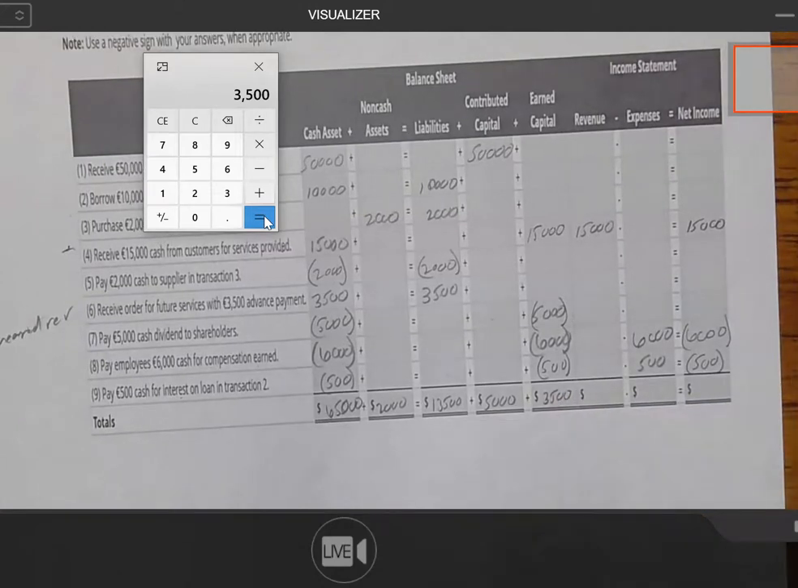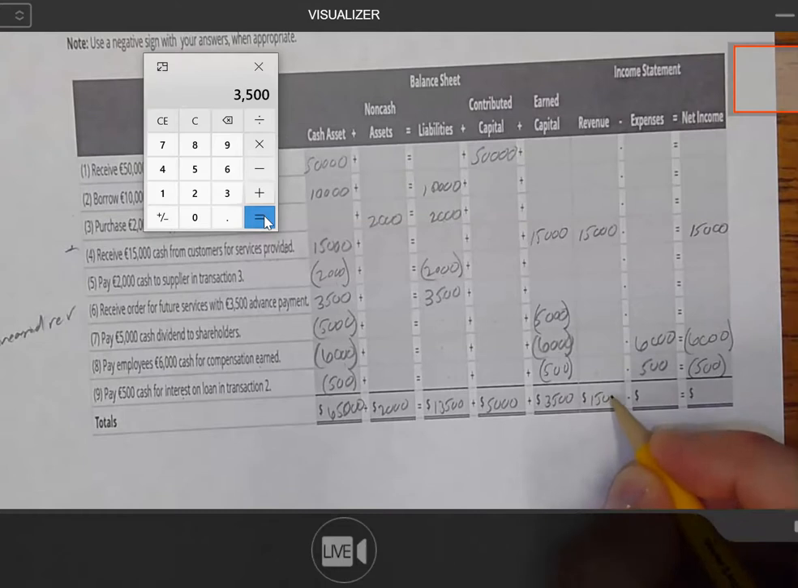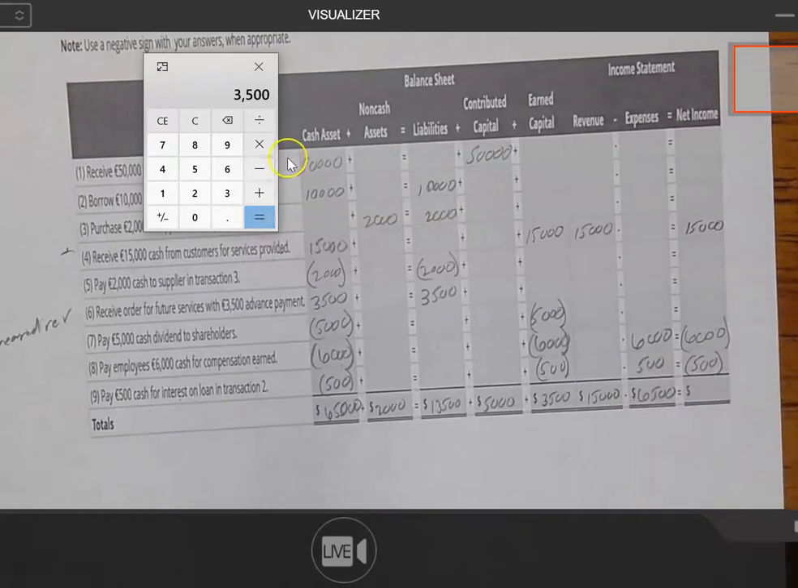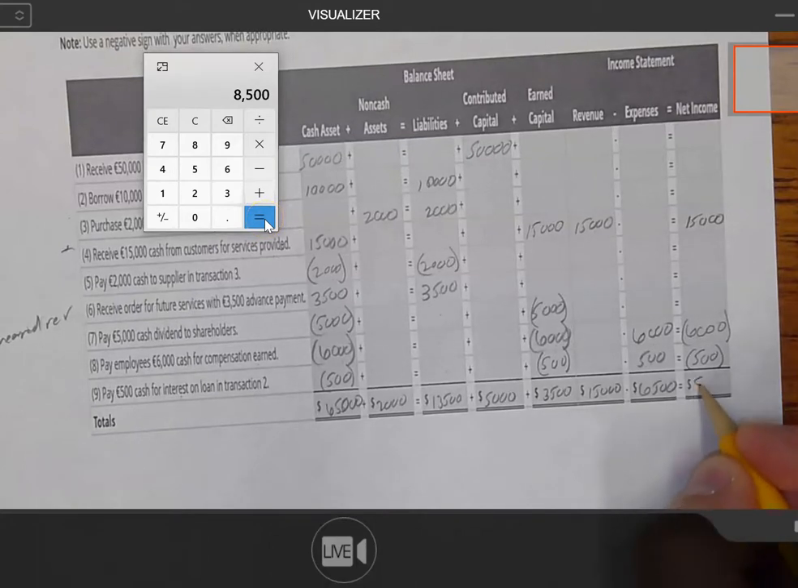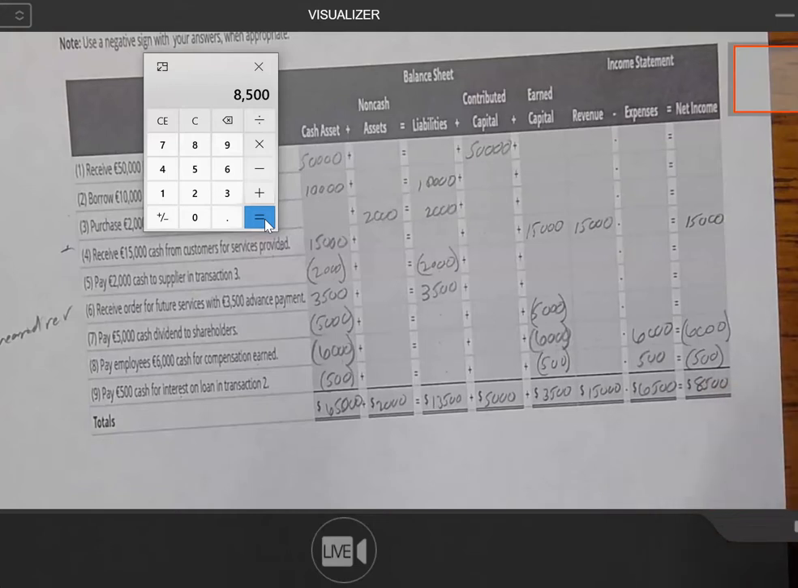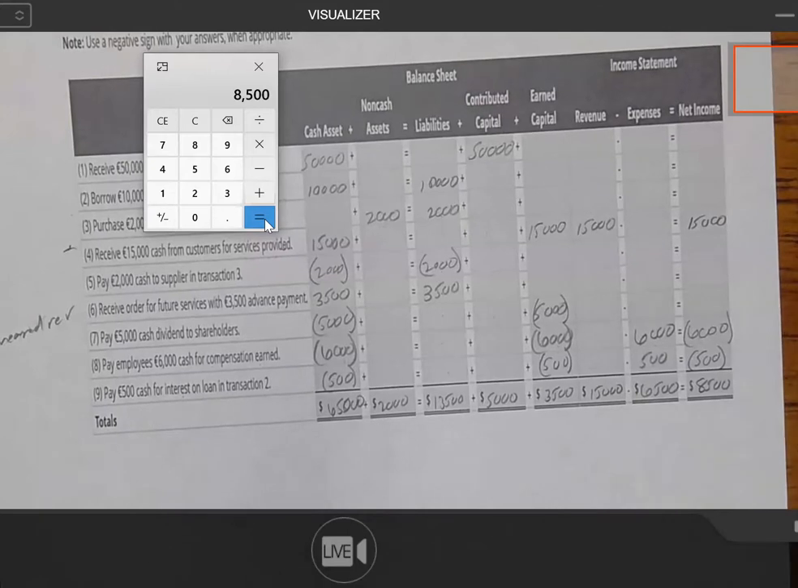And then let's see, revenue, we had just one transaction for 15,000. Expenses, we had two, 6,000 and 500, so that's 6,500. And then net income, we had the $15,000 in revenue minus this 6,500. Okay, giving us 8,500 for net income. Now, we can kind of do some things to kind of check our math as we go.